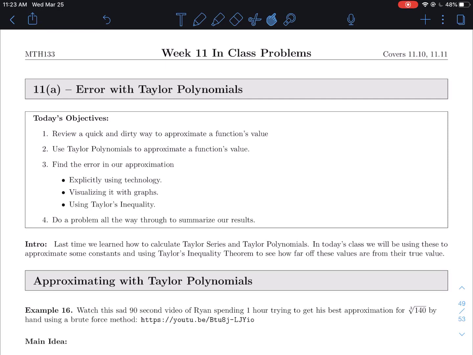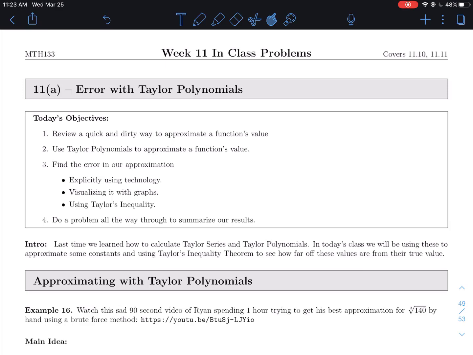Now the pre-class videos, as you saw, got a lot of the definitions and theorems out of the way, but this is a tough section. So in today's class video, I'd like to slow it down a little bit, talk about approximating with Taylor polynomials, and then talk about the error, Taylor's inequality, and how we can calculate the error in using these polynomials to approximate things. Let's go ahead and get to it.